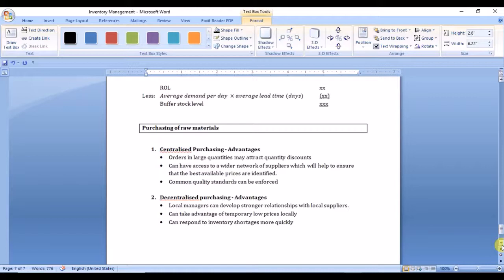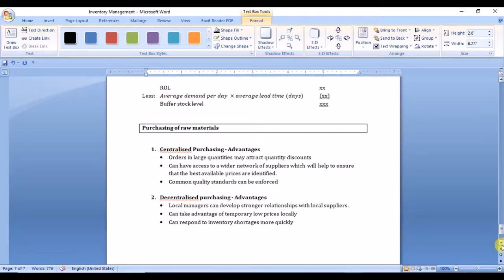Centralized and decentralized, what's the meaning? If a company has multiple divisions, multiple branches, whether purchasing should be done by each branch individually or whether there has to be a centralized purchasing division which purchases for all the branches. A chain of supermarkets: are we going to allow each supermarket manager to buy the products on their own, or should we have a centralized purchasing division and then deliver it to all the divisions?